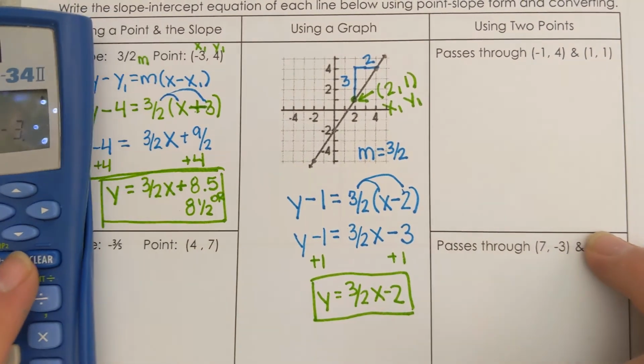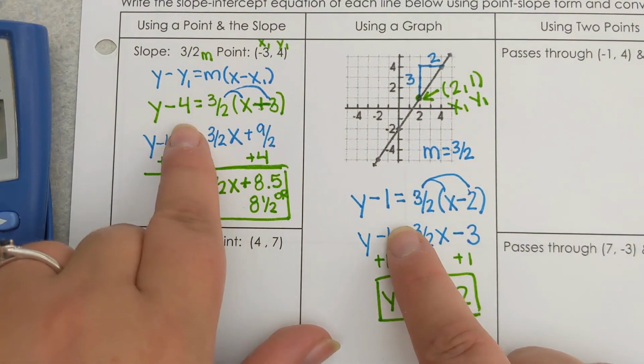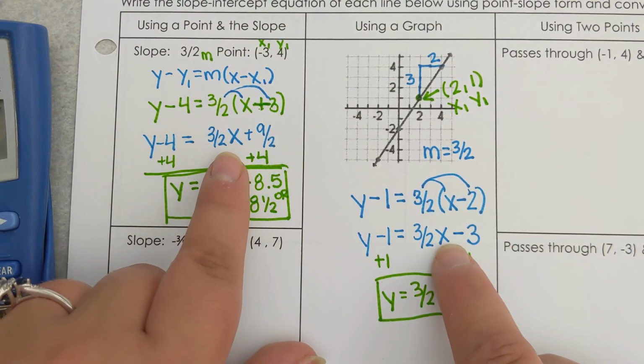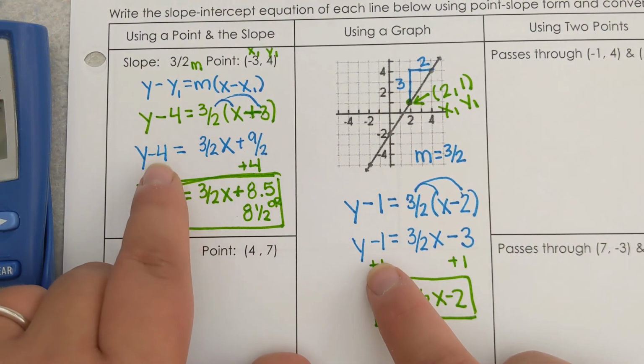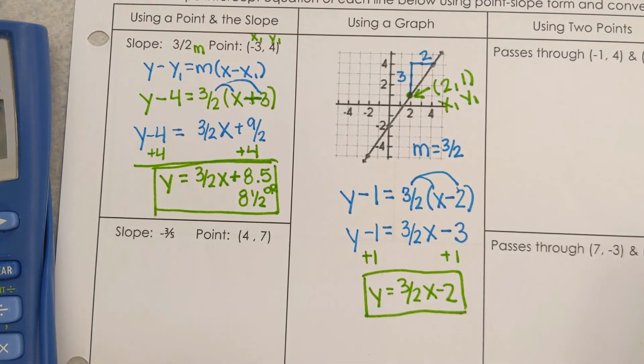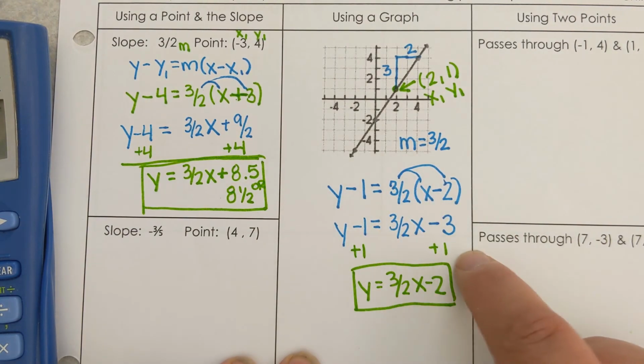And now that we've done 2 problems, I'm just going to say that after you get everything plugged in, you're going to distribute the number in front, okay, and then add or subtract to get this number to the other side. That's it. It's not that hard to convert. You just distribute and then add or subtract.